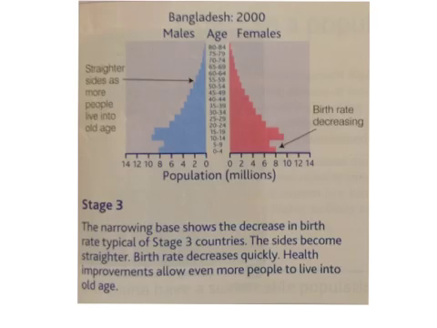Health improvements allow even more people to live into older age. As you can see here, we've got slight bulges where the birth rate had previously been a bit higher, and obviously it's starting to drop now, and so the base is starting to become narrower.